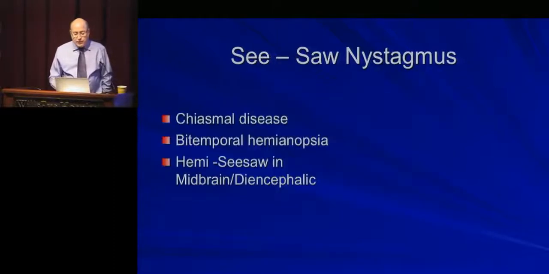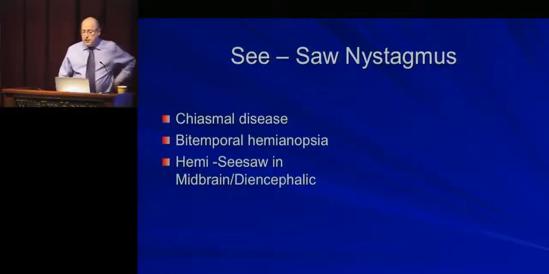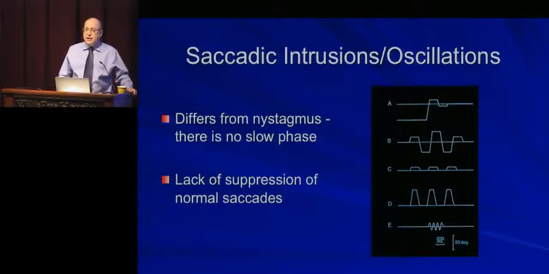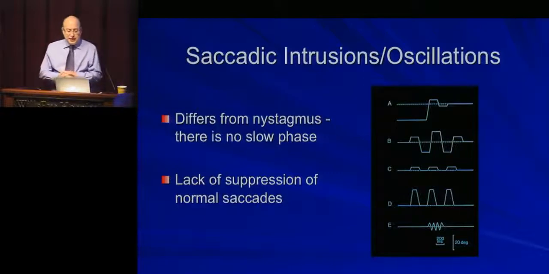So often associated with a bitemporal hemianopsia, but if it's in the midbrain, the vision is normal. So those are forms of pendular nystagmus with localizing value. Now we'll talk a little bit about saccadic intrusions or oscillations.